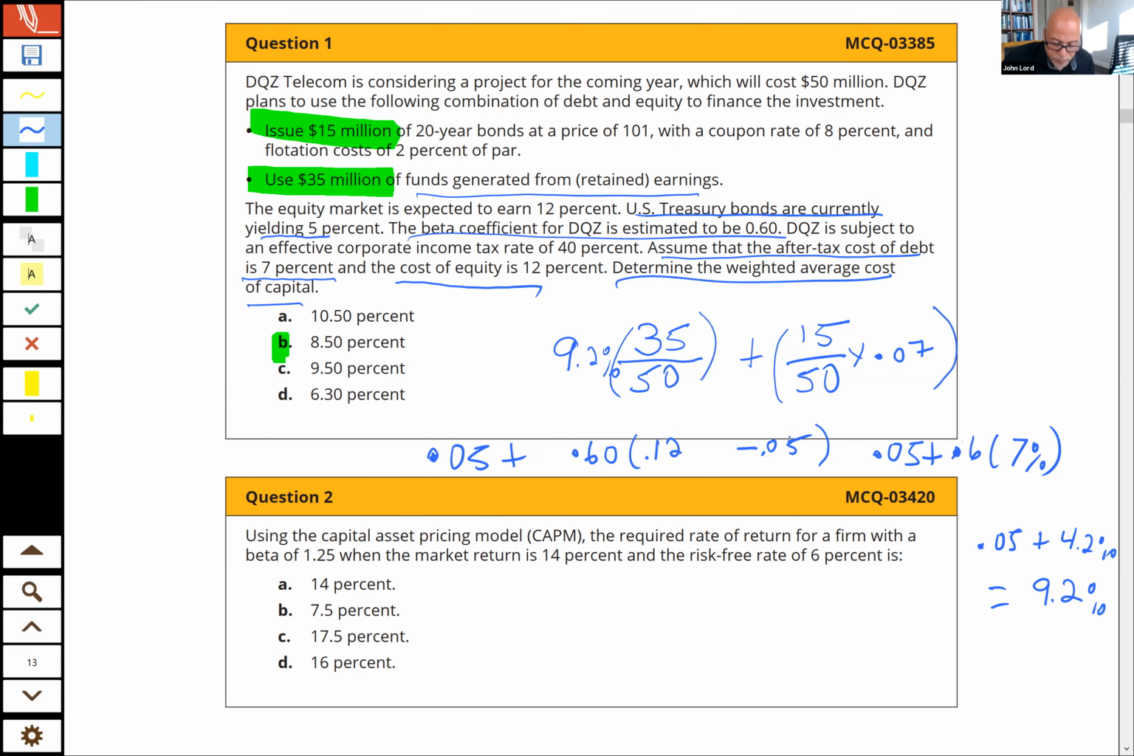And so when I apply that 9.2% to the 35/50ths, and I do the math on all that, I got, did you get something different? I think what's confusing is the way the question's written, because it says, assume the after-tax cost of debt is 7%, cost of equity is 12%, determine the weighted average cost of capital. That sounds pretty straightforward. I don't know what the rest of this stuff in the problem is all about. I thought it was kind of a trap, actually.